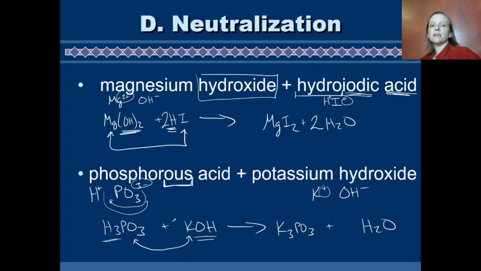And then balancing this equation, I need 3 potassium hydroxide so that I can have 3 potassiums to balance out my 3 potassiums here. And therefore, with 3 hydrogens with 3 hydroxides, that makes 3 waters. And this is now a balanced neutralization reaction. I hope this helped.